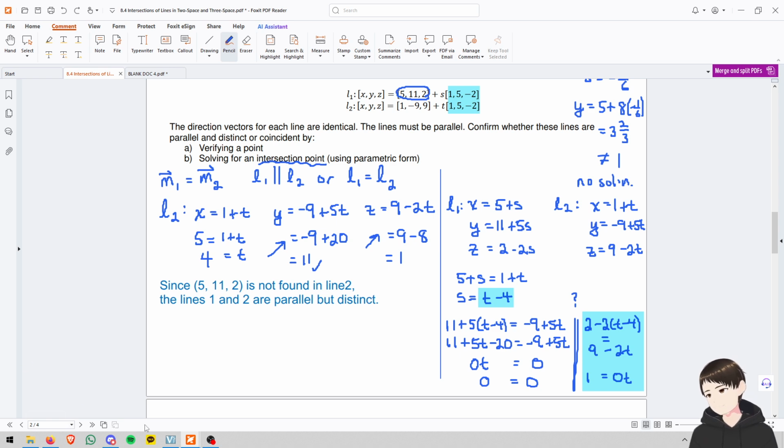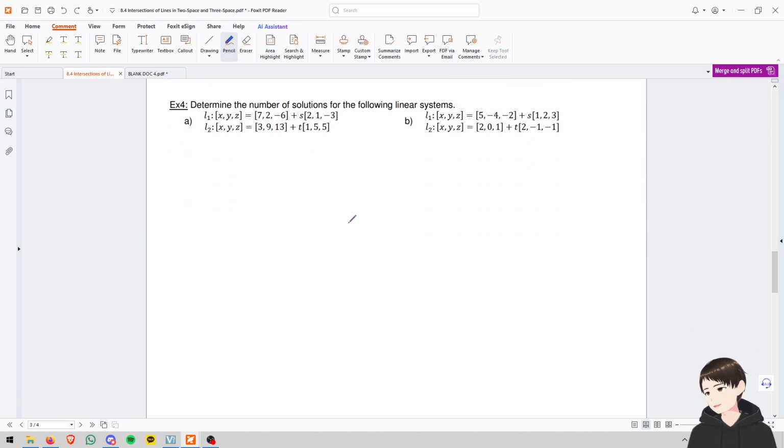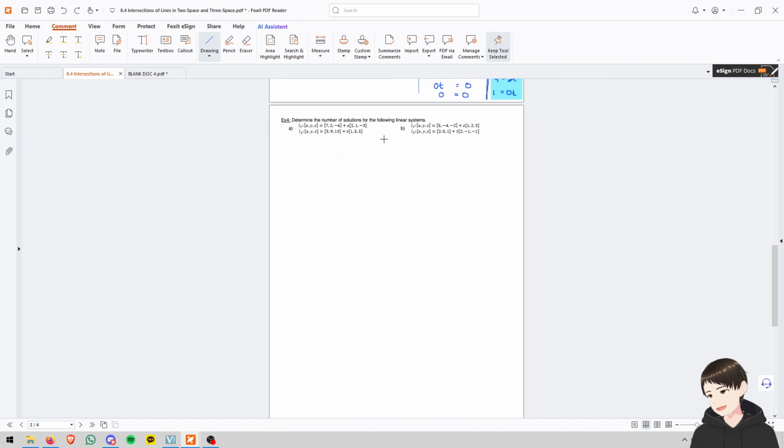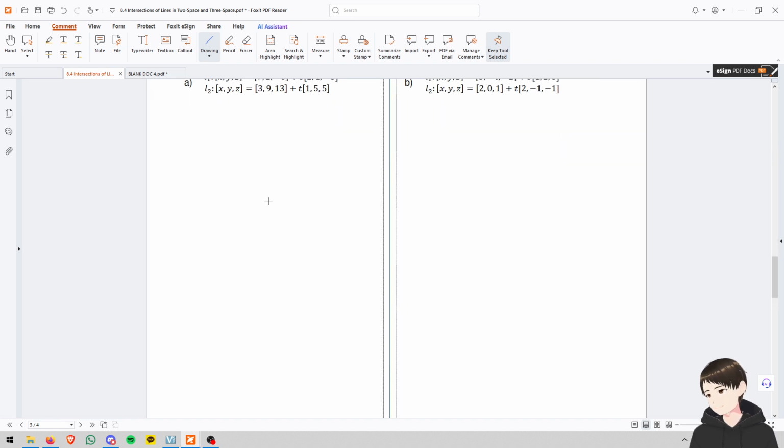Okay, so let's move on. Exercise 4. Determine the number of solutions for the following linear systems. Okay, I have 2. Let's see if I can separate this question in half and try to organize my thoughts in a nice, clean manner for your benefit.